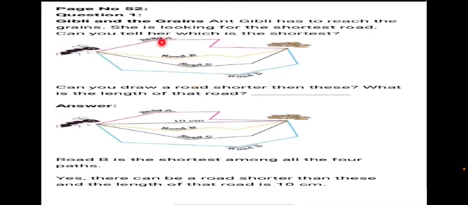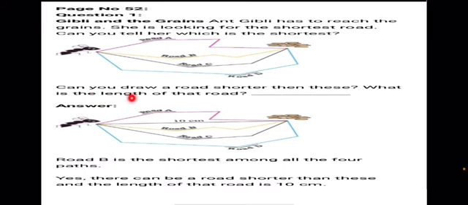Now, Road A is crooked and it will definitely take a longer time. Road D is very crooked and it will take much more longer than Road A. Road C seems to be still straight and Road B is a little bit straight. So if you draw a straight line over here, it will be the shortest.